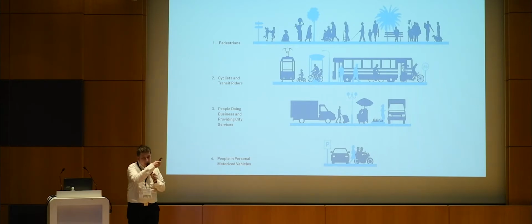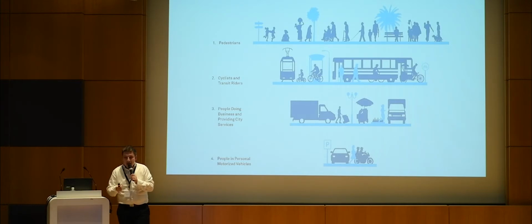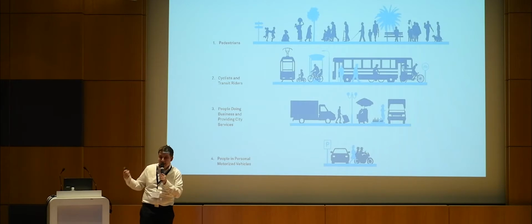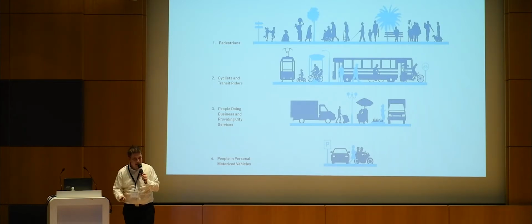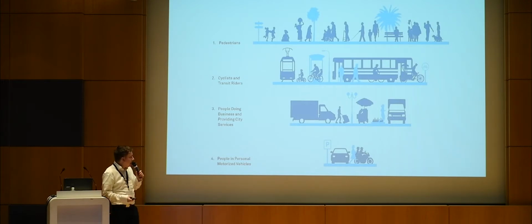Then we go with public transportation as the most space-efficient means of transportation, as the means of transportation that really opens up the city to everybody. And then we go with the transportation that is related to commercial activity, people doing business, deliveries, and many other services that are needed for the city and that cities are for. And eventually, as a very last priority, we have people in private cars and motorcycles and other similar vehicles that are not that space efficient in moving people around.